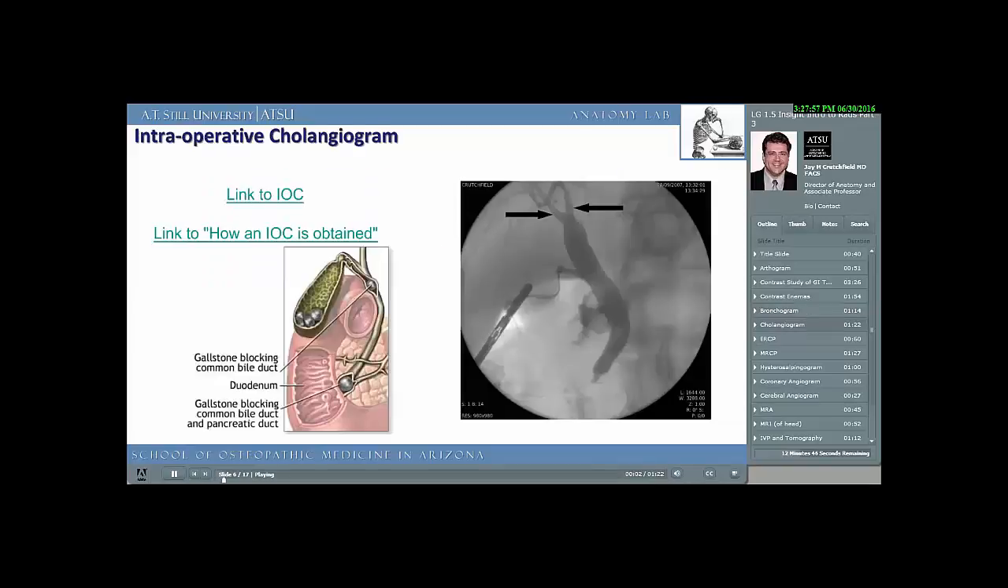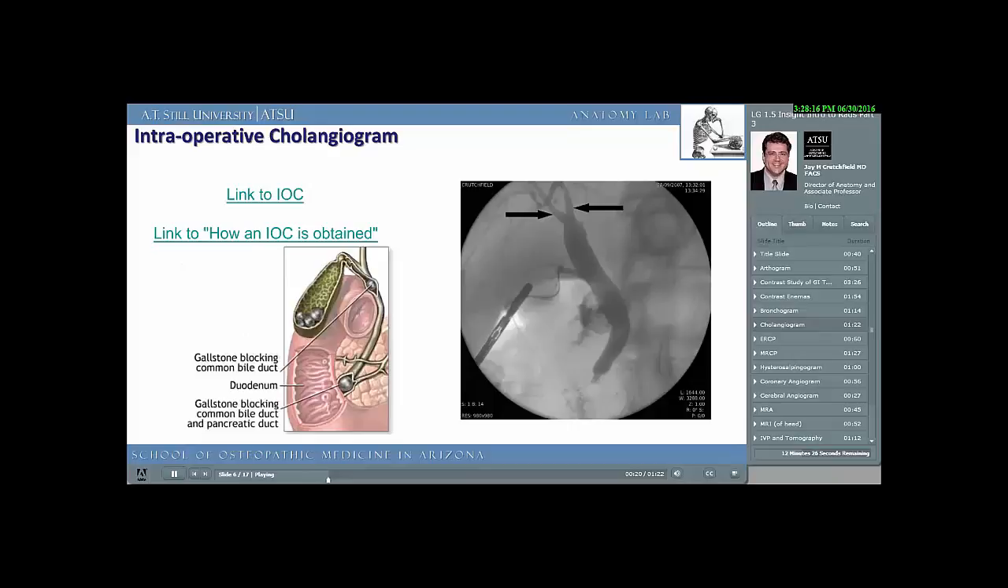We also use iodinated contrast in the operating room. This radiograph is an example of an intraoperative cholangiogram. The large black arrows on the image on the right show the left and right hepatic ducts. Go grab your anatomy atlas to look this up.